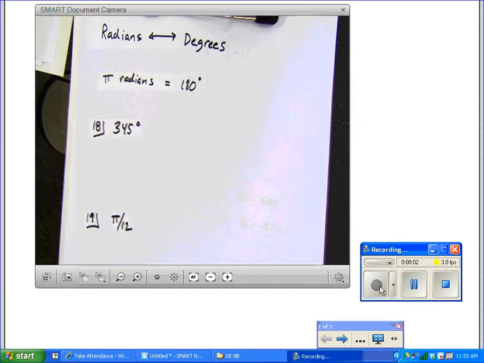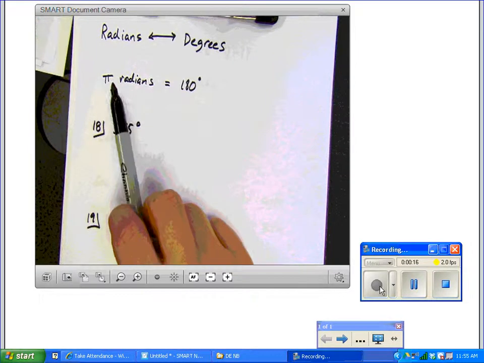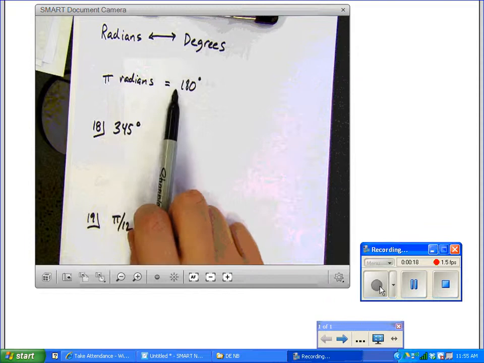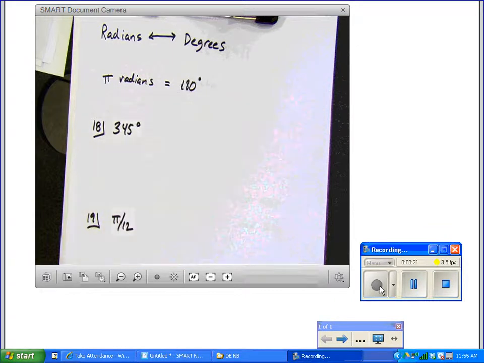All right, numbers 18 through 20 here. You were switching something that was in radian measure to degrees, or switching degrees into radian measure. So the main thing that we use here is dimensional analysis, and we're going to use the ratio that pi radians is equivalent to 180 degrees.